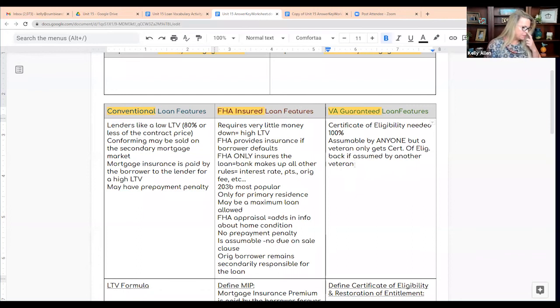The property also has to meet certain condition standards similar to the FHA. It has to be for primary residence, not investment property. That came up in class the other day. That was interesting. There is no maximum VA guaranteed loan amount. There is a maximum with FHA. So no maximum loan amount.